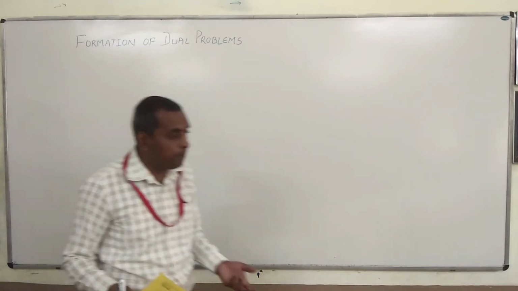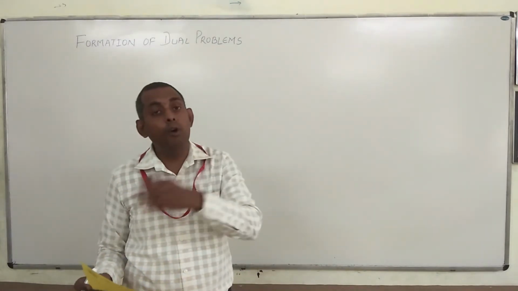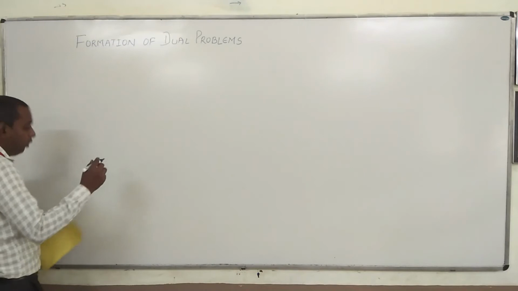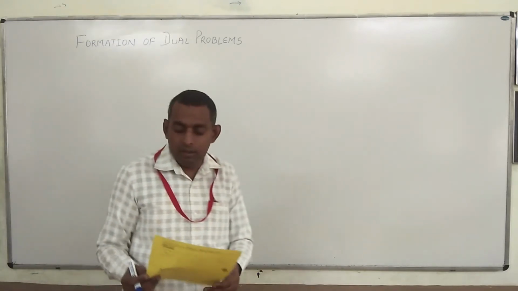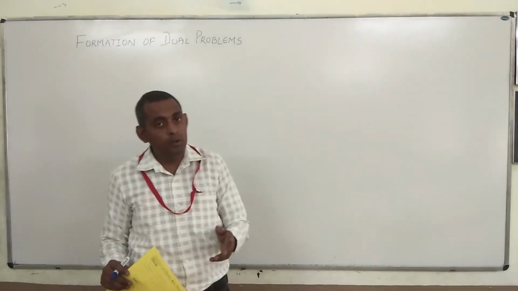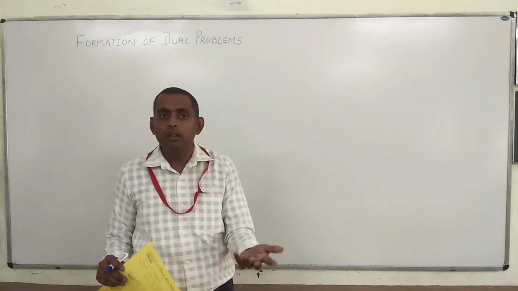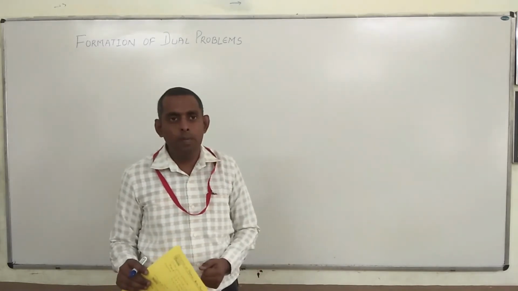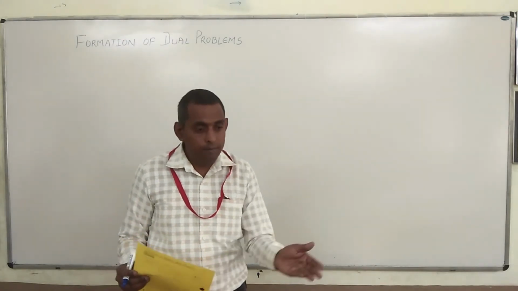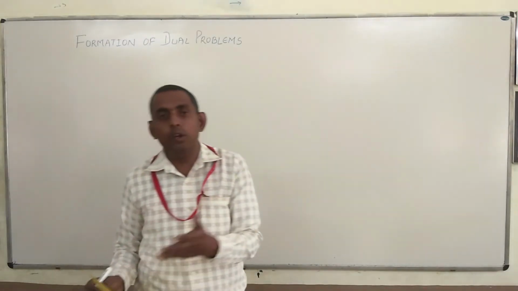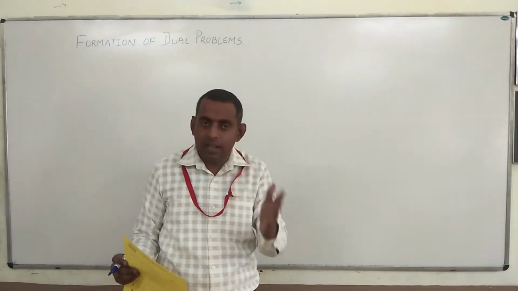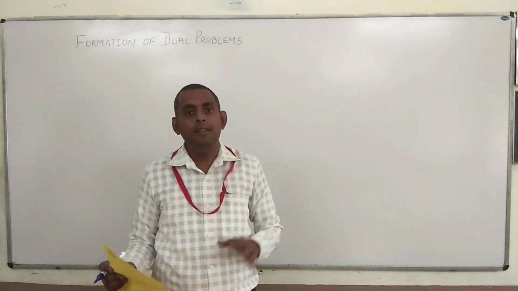When we have the primal problem, we need to formulate the dual problem. So how to formulate the dual problem? For formulating the dual problem, first we bring the given primal problem into canonical form. It is almost identical to what you can call a standard form or a canonical form. In further topics we are going to discuss what the canonical form is.